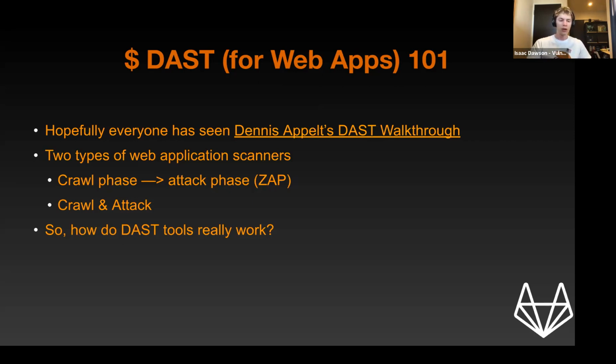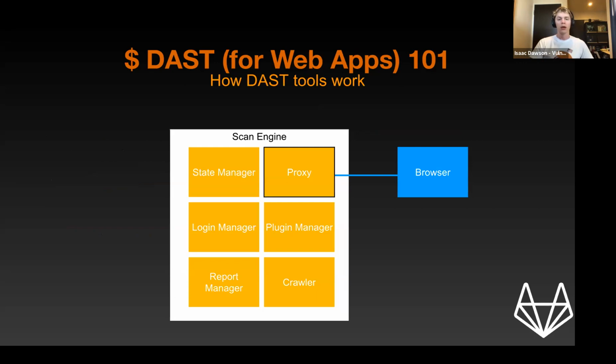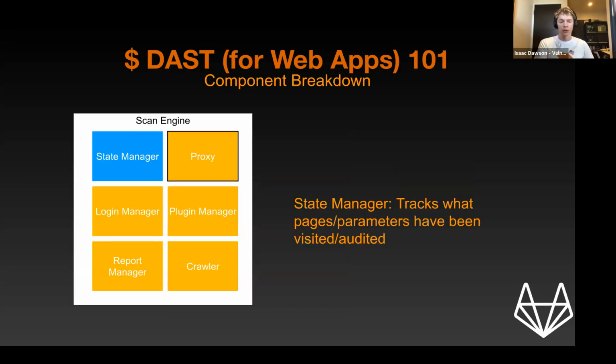So, going into how DAST tools really work. DAST tools are broken down into 6 primary components, working together. Usually there's some sort of engine that ties all this information together. Most tools these days use browsers to automate the clicking and crawling of these attacks, as well as using a proxy to capture that information as the site's being crawled. So we're going to jump into each component.